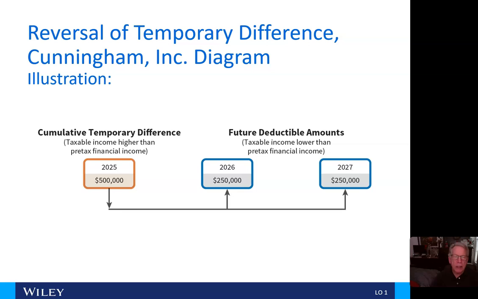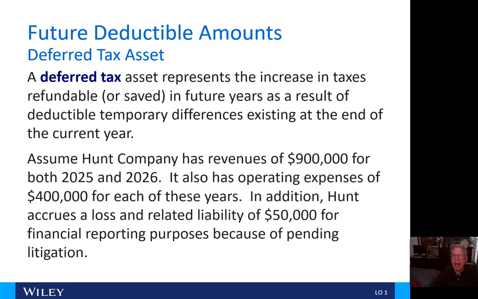So our taxable income is lower than pre-tax financial income in the future, but higher in the current period, 2025. Okay, a deferred tax asset represents the increase in taxes refundable or saved in future years as a result of deductible temporary differences existing at the end of the current year.